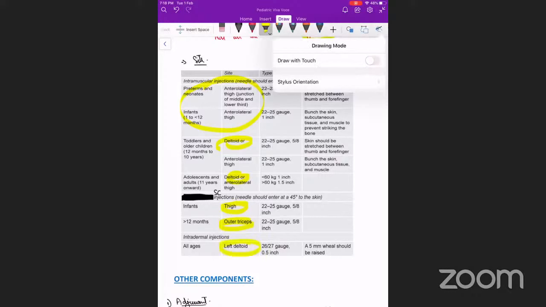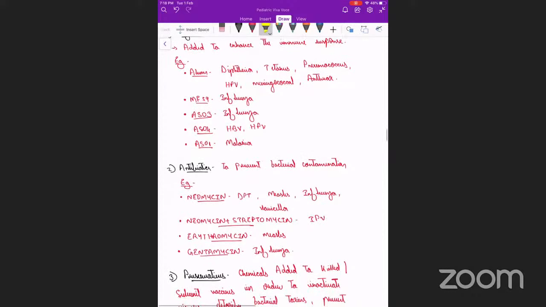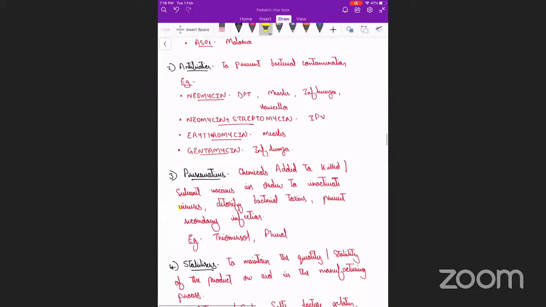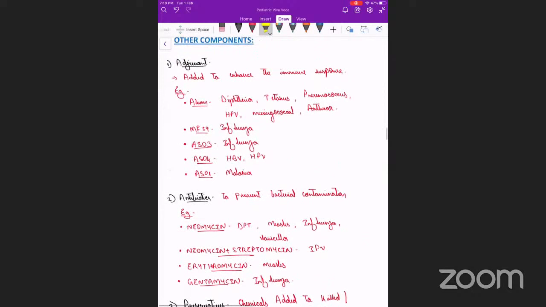Now coming to the other components, okay? What are the other components that can be present in the vaccine? One is the adjuvant, other one is antibiotics so that it doesn't get contaminated. 3, certain preservatives. 4, stabilizers, okay? 6 is the buffers, 7 is the diluent, and 8 is the emulsifiers. These are the 8 components that can be present in the vaccine.